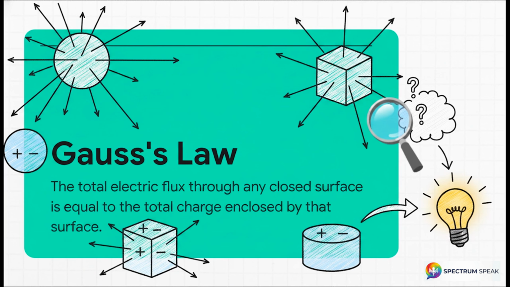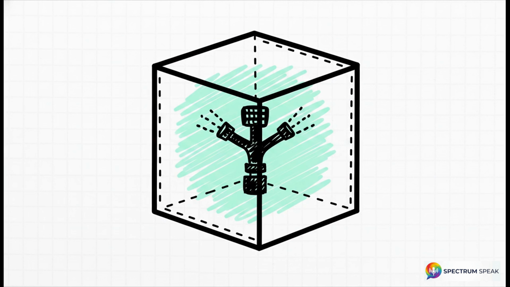Now I know, it sounds a little abstract. Electric flux, closed surface, what does that even mean in the real world? Don't worry about it. We are about to make this incredibly intuitive. The key is to just forget the formal math for a second and really think about it visually. So to really get a gut feeling for what Gauss's law is all about, let's use a really simple analogy.